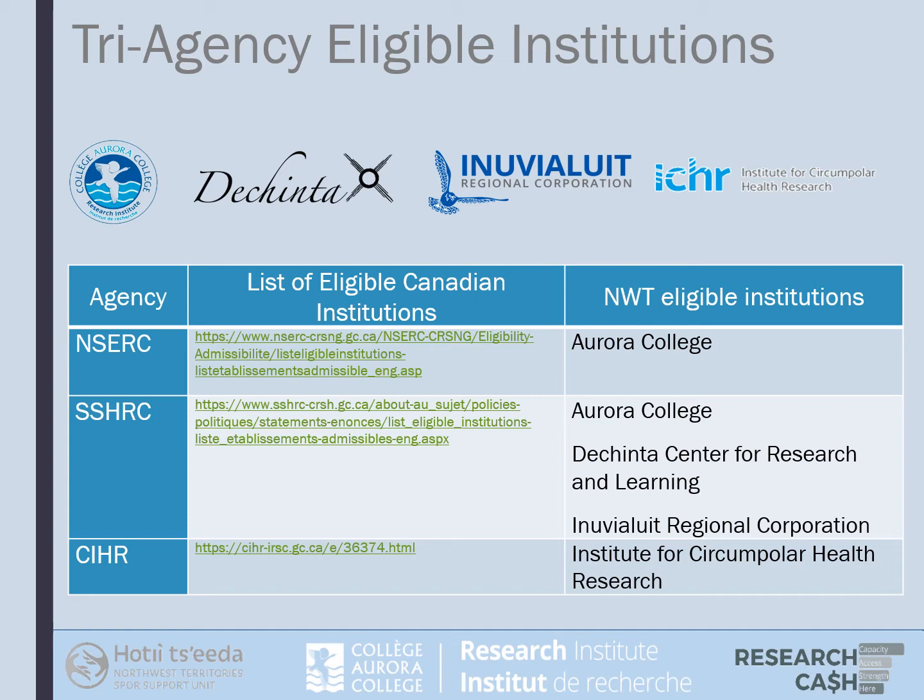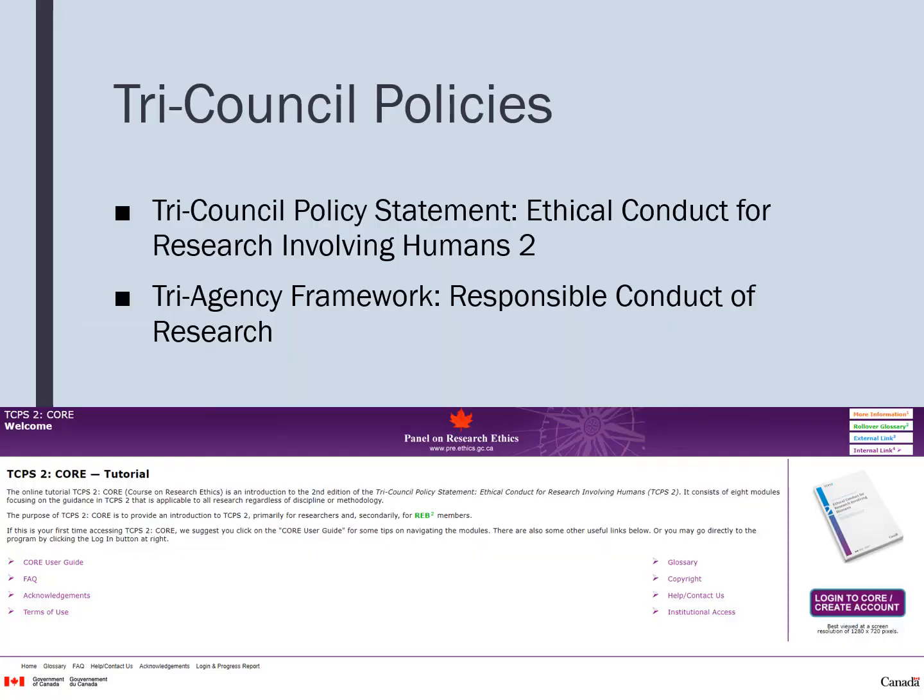So in addition to Tri-Council eligibility, institutions conducting publicly funded research must abide by two fundamental policies set out by the Tri-Council. This is outlined in the funding agreement between the institution and the agency. The first is applicable only to research that involves humans, and it's the Tri-Council policy statement on ethical conduct for research involving humans.